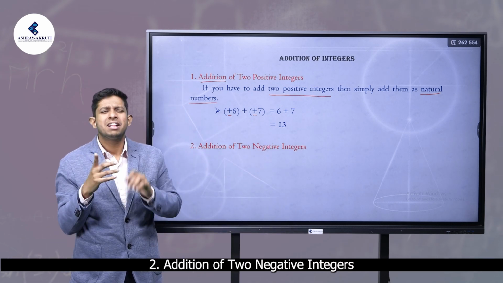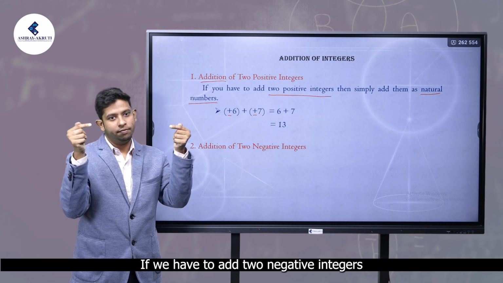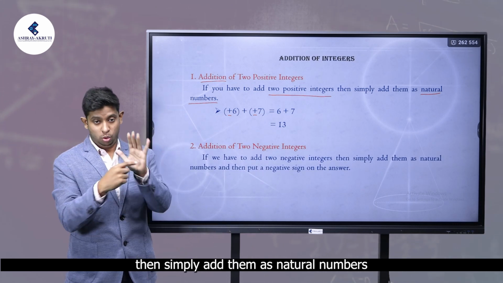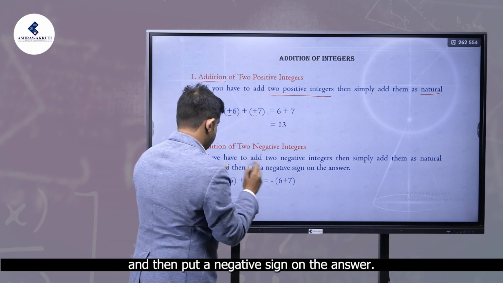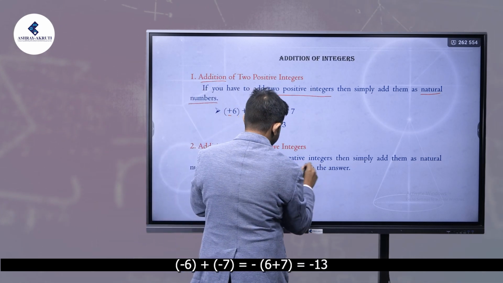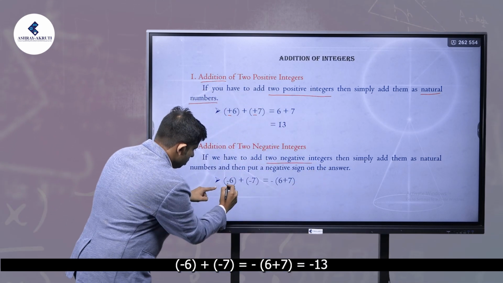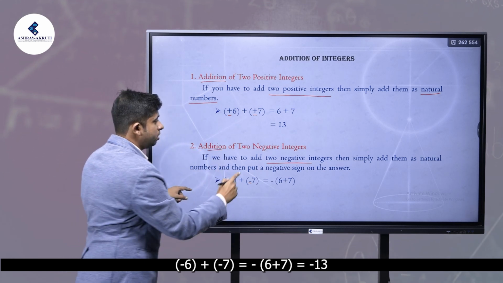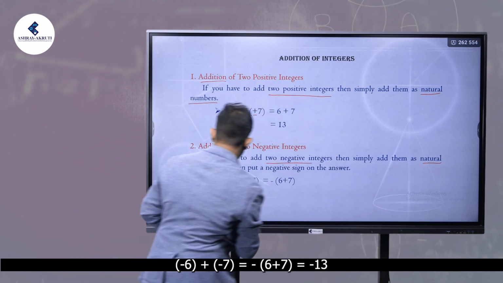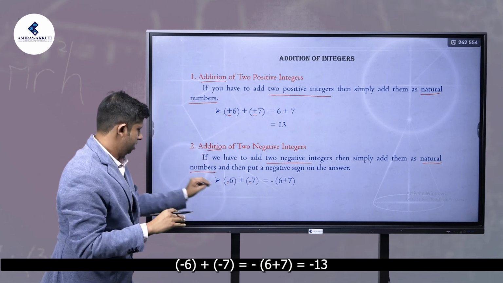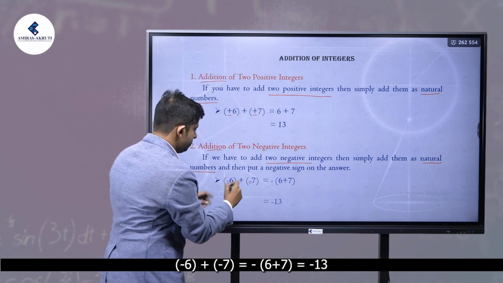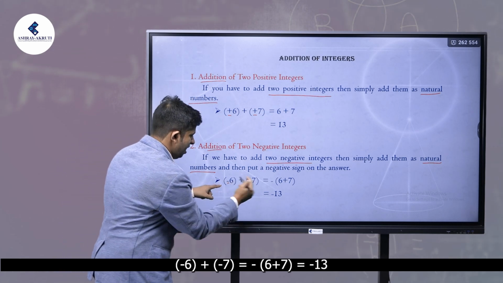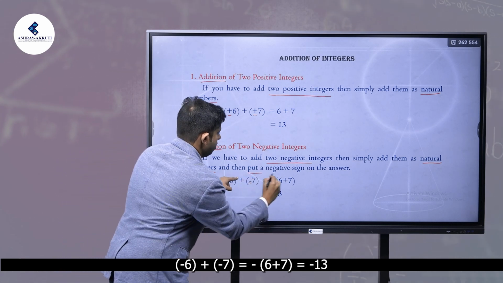Addition of two negative integers. If we have to add two negative integers, then simply add them as natural numbers and then put a negative sign on the answer. Minus 6 plus of minus 7 is equal to minus of 6 plus 7, which is equal to minus 13.